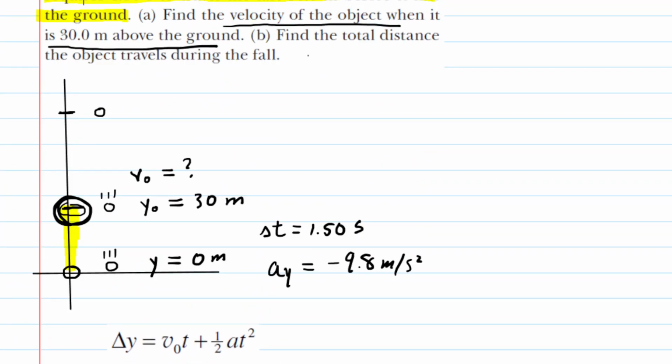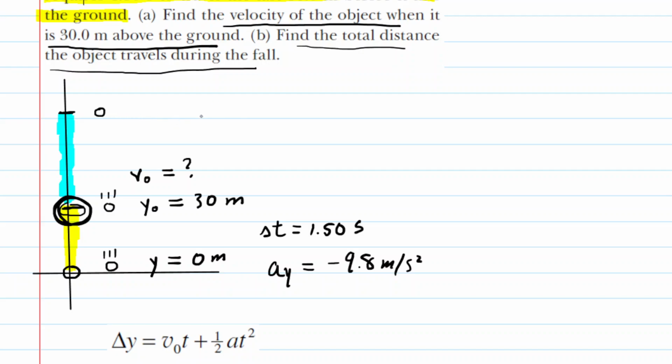It says, find the total distance the object travels during the fall. Now we already know that it travels 30 meters for that yellow portion of its journey. What we need to do is figure out how far it has fallen for this part of its journey. And then once we have that, of course, we can just add that to the 30 meters that it fell for the second part of its journey.